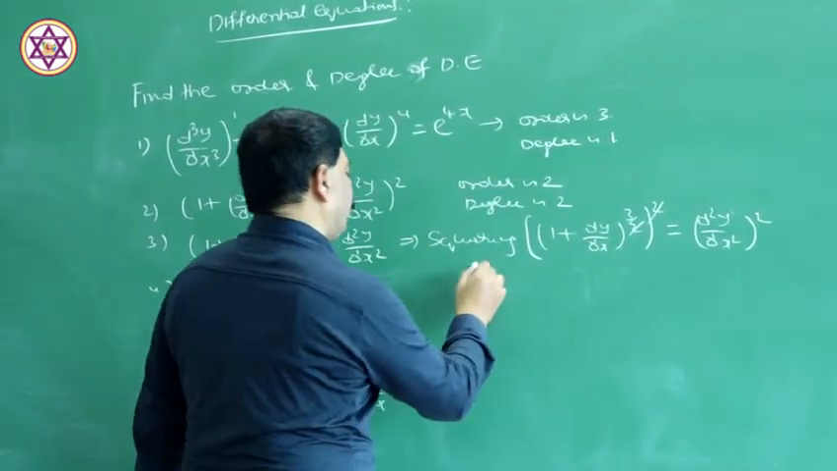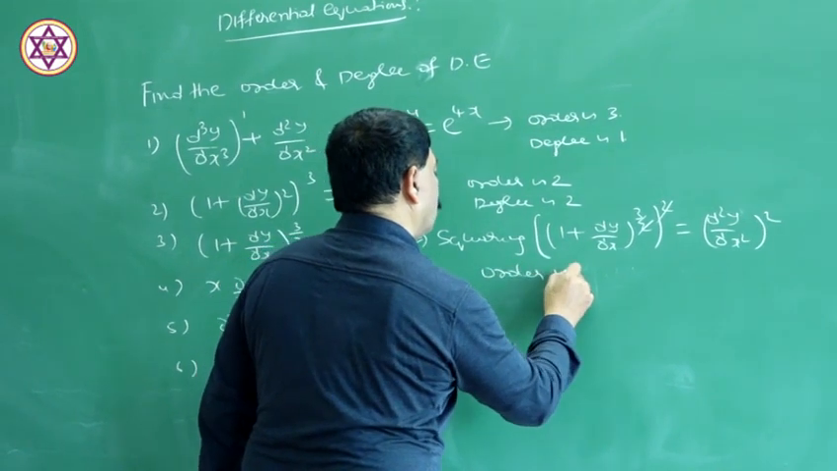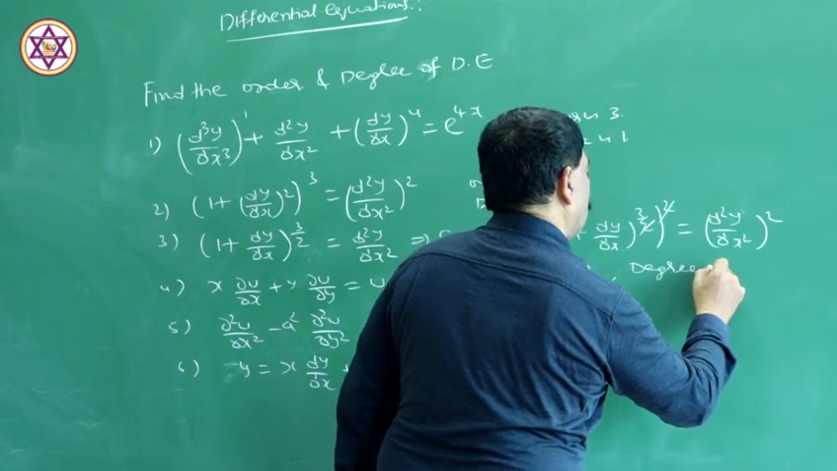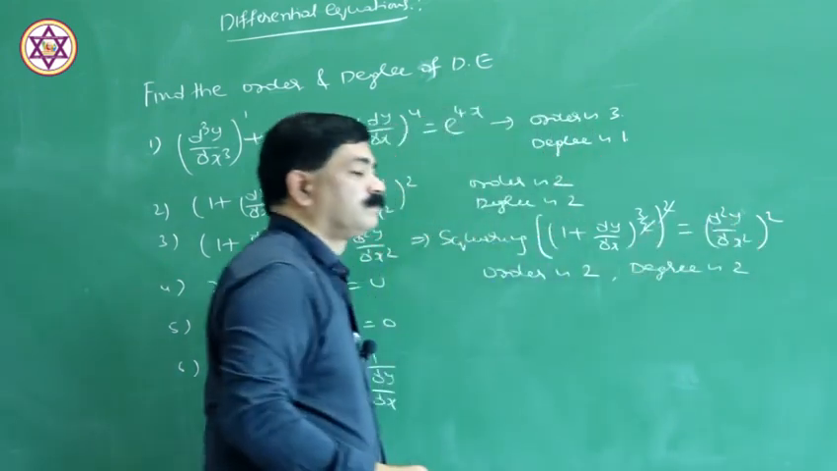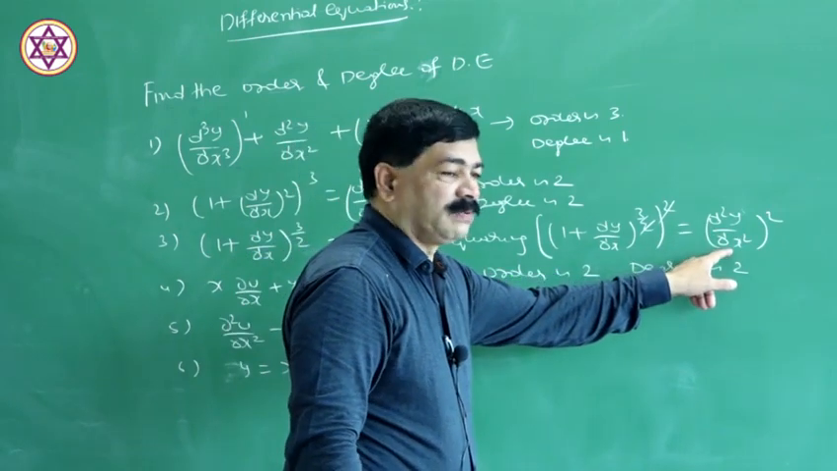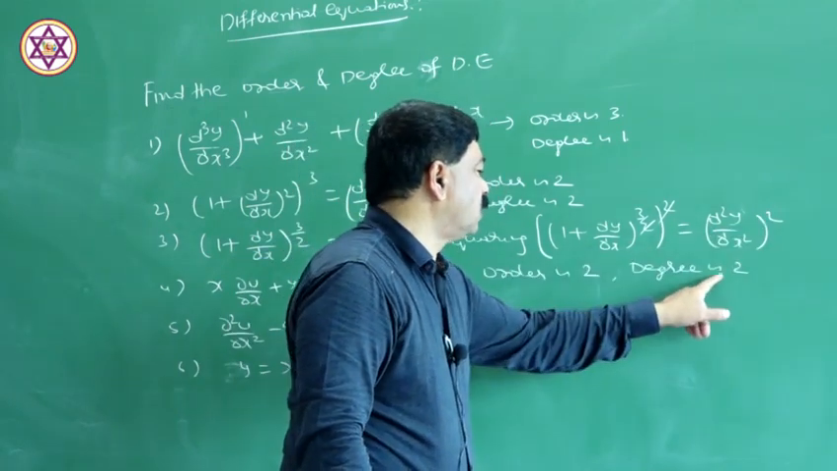So here the order is 2, and the degree is 2. The highest derivative is d²y/dx², and here its power is 2, so the degree is 2.